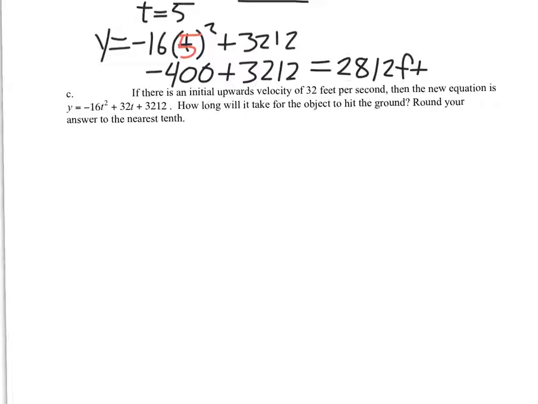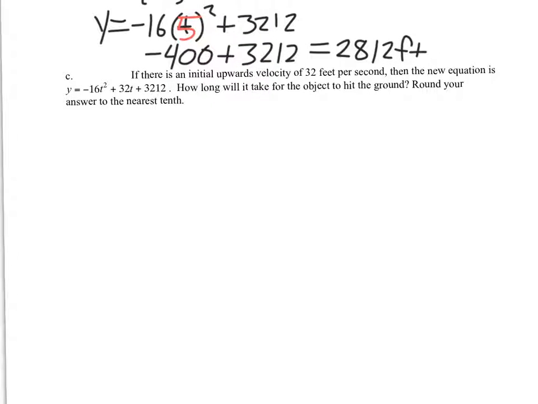The last part is the same exact question as the first question, but now we're having a different equation. This is what happens instead of just dropping it off the side. We throw it up first, and then watch it come down. So we know we're trying to hit the ground, and that's going to be -16t squared plus 32t plus 3212.